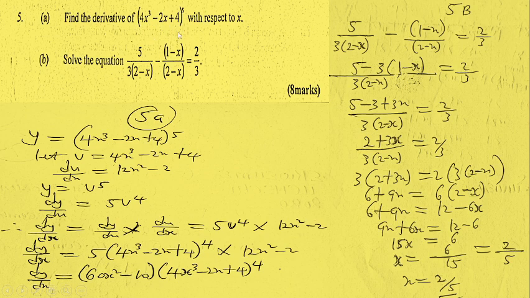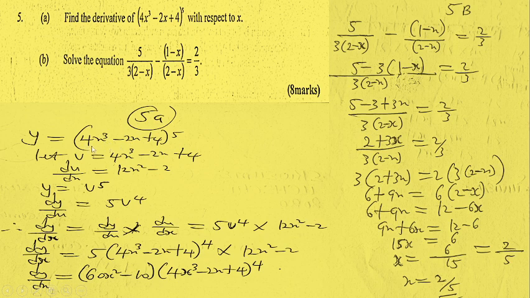So from there, you have to use the chain rule to solve this question. It's a very simple question. We have our dependent variable y equals the expression given to us. y is equal to open bracket 4x cubed minus 2x plus 4, raised to power 5. Like I said earlier, we're going to use the chain rule, which is function of a function, to solve this question.